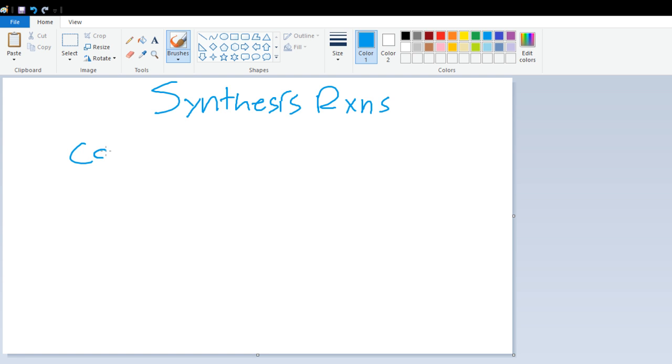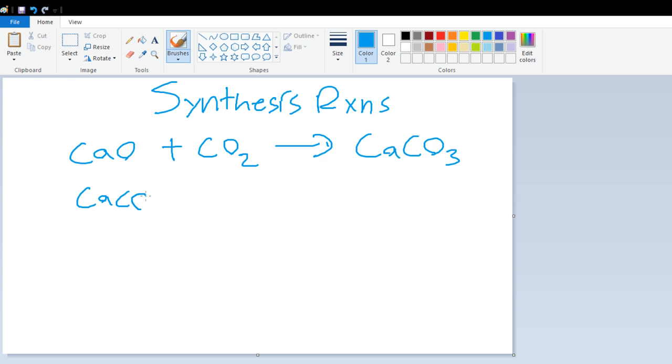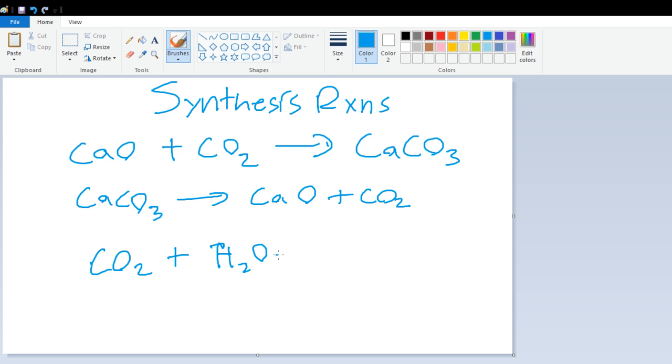Like calcium oxide plus carbon dioxide will go into calcium carbonate, just like the decomposition reaction was calcium carbonate going into calcium oxide and carbon dioxide. Same thing is going to happen with the oxyacid. It's going to go from carbon dioxide and water into the carbonic acid that was decomposed earlier.